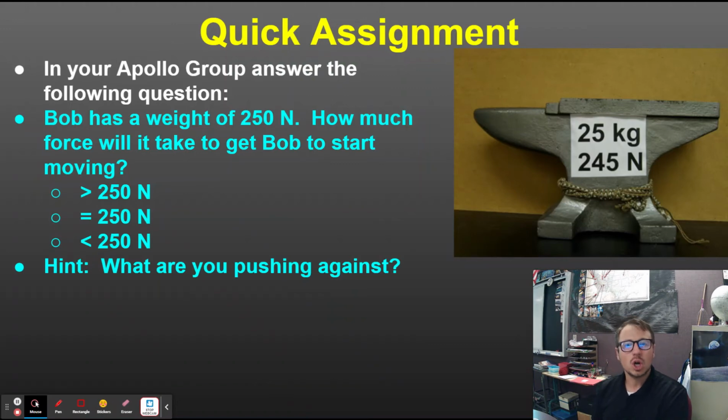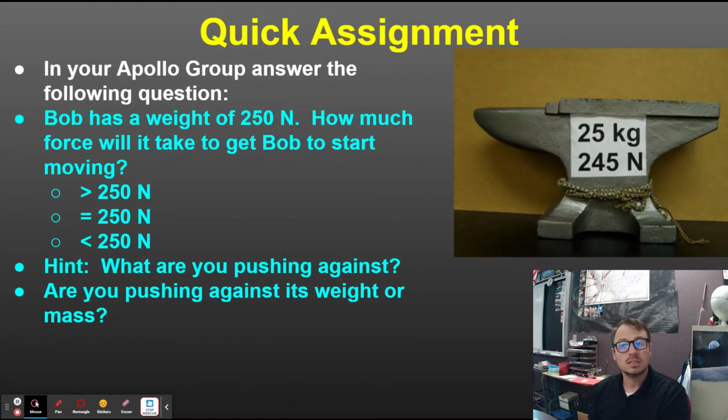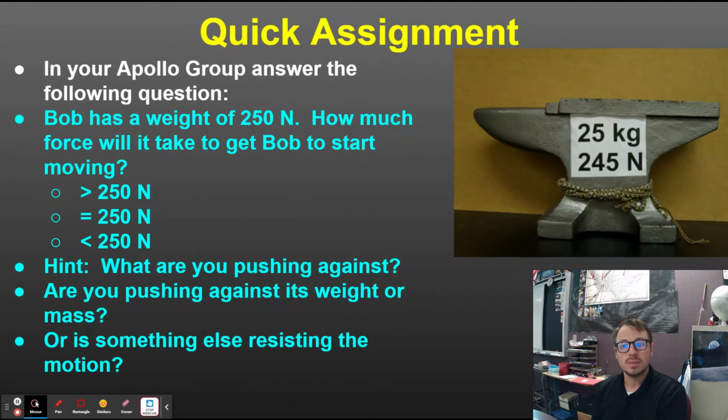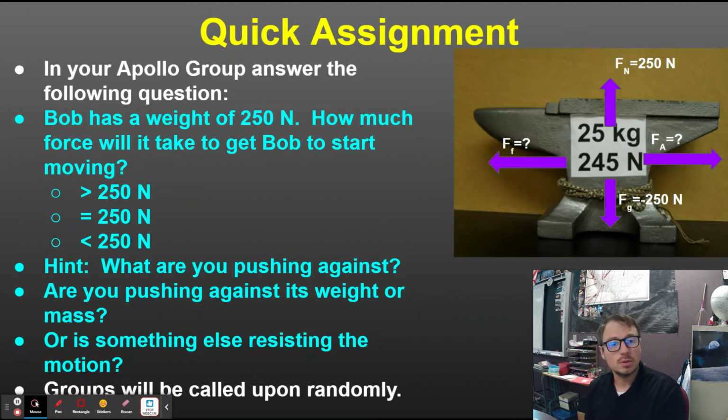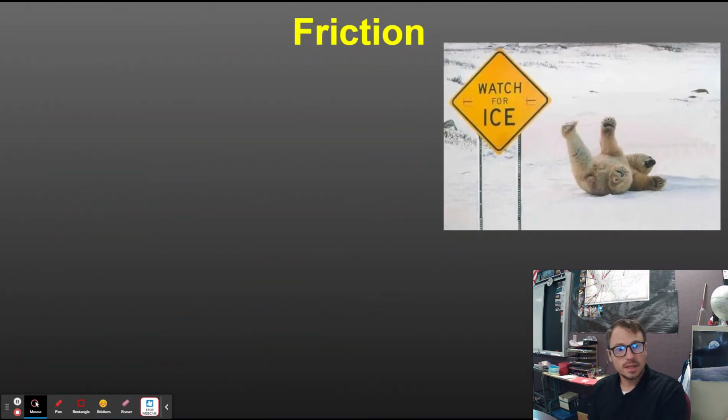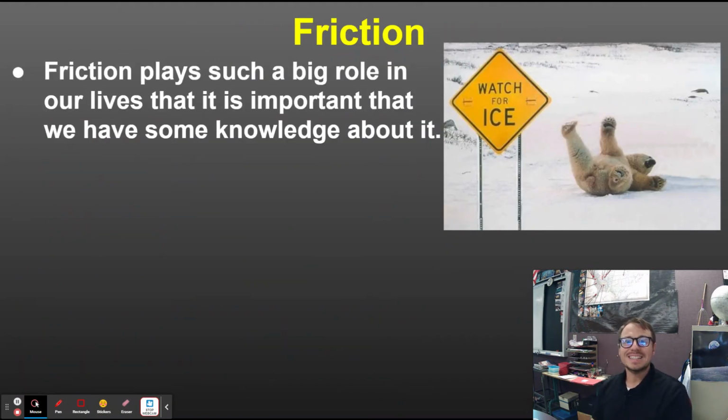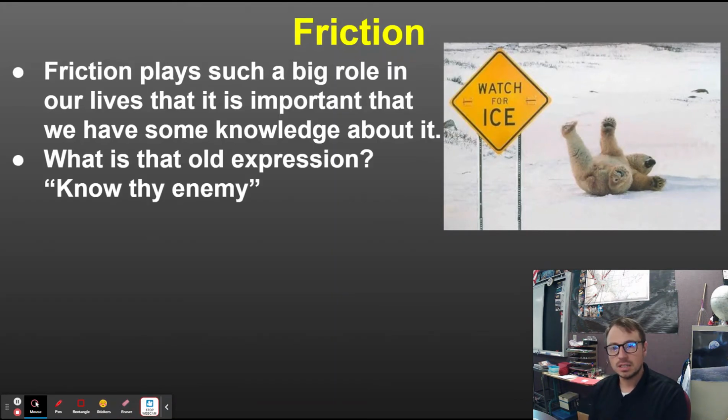I'll give you a hint. What are you pushing against? Are you pushing against its weight, or are you pushing against its mass? Or is there something else resisting the motion? So we do have a force. What is resisting that applied force that you are pushing? So it's friction. Friction plays such a big role in our lives that it is important that we have some knowledge about it.